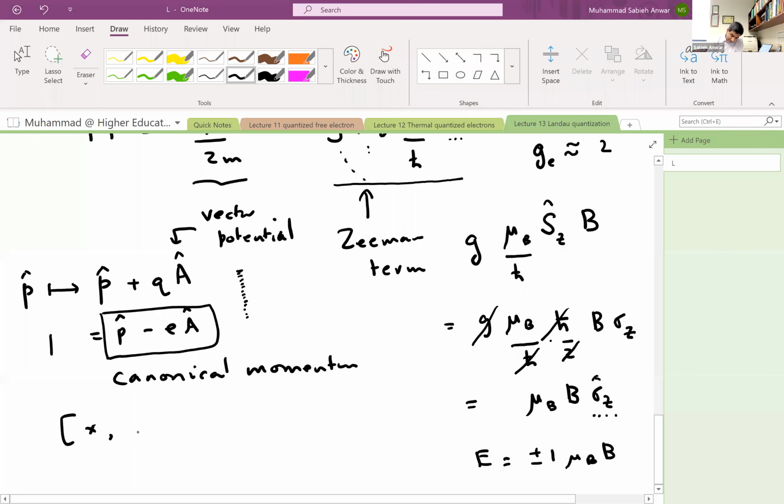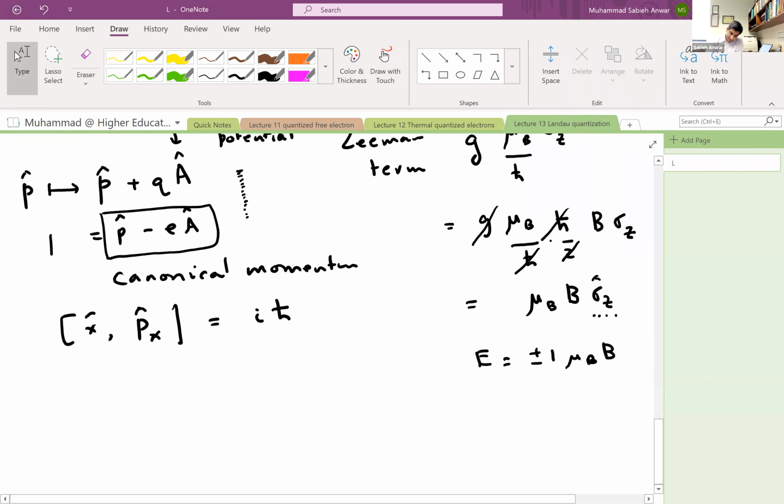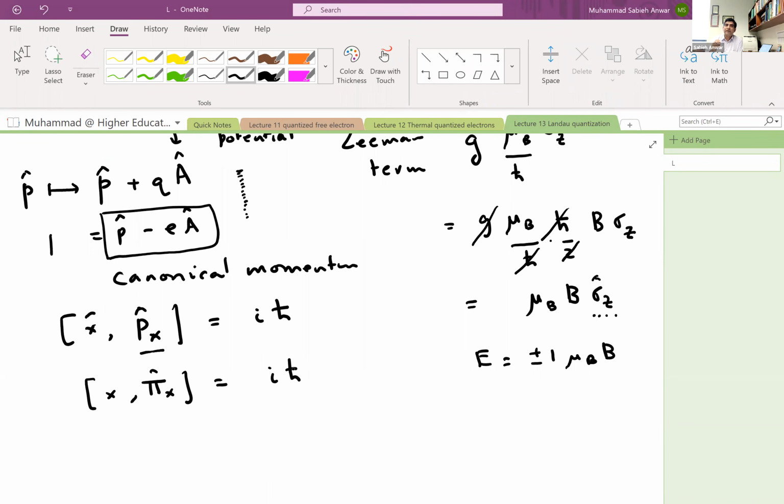So we know that x commutator with p x is going to be equal to i h bar. However, in the presence of a magnetic field, this commutation relationship breaks down. However, if I were to replace this p x with the canonical momentum, which is sometimes denoted by pi x, this commutation relationship will be preserved. And the canonical momentum is also gauge dependent, whereas the mechanical momentum is gauge independent.